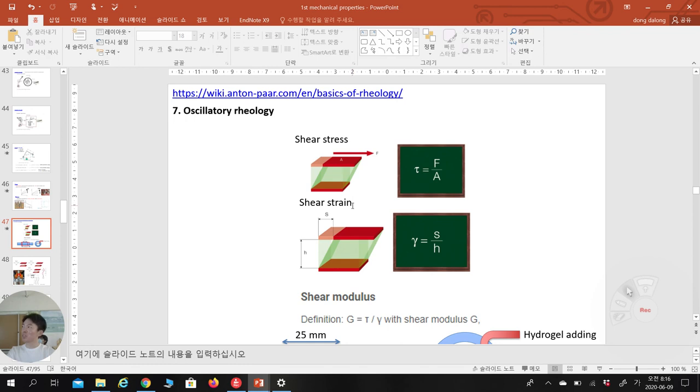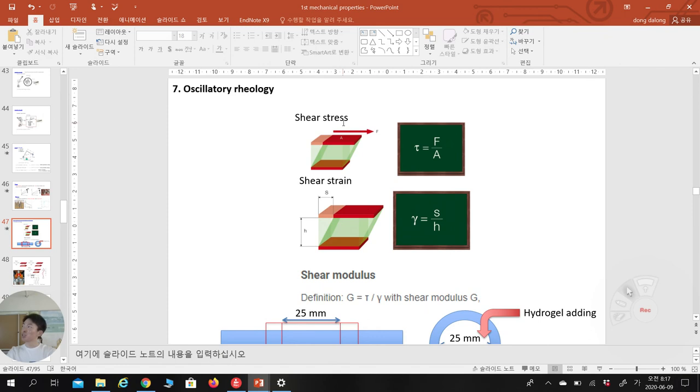And then what is shear strain? For shear strain, you have to consider the height of your hydrogel, the height of your material, and from this height, how much change of the strain, okay? So let's say you measure shear strain 2%, which means that if your hydrogel thickness is 2 millimeter, the 2% strain change is 2 millimeter multiplied by 2%. So this is a very, very small change along the x-axis, y-axis. This is the shear strain, okay? And then from this shear stress and shear strain, you can get the shear modulus. You divide the shear stress by the shear strain.